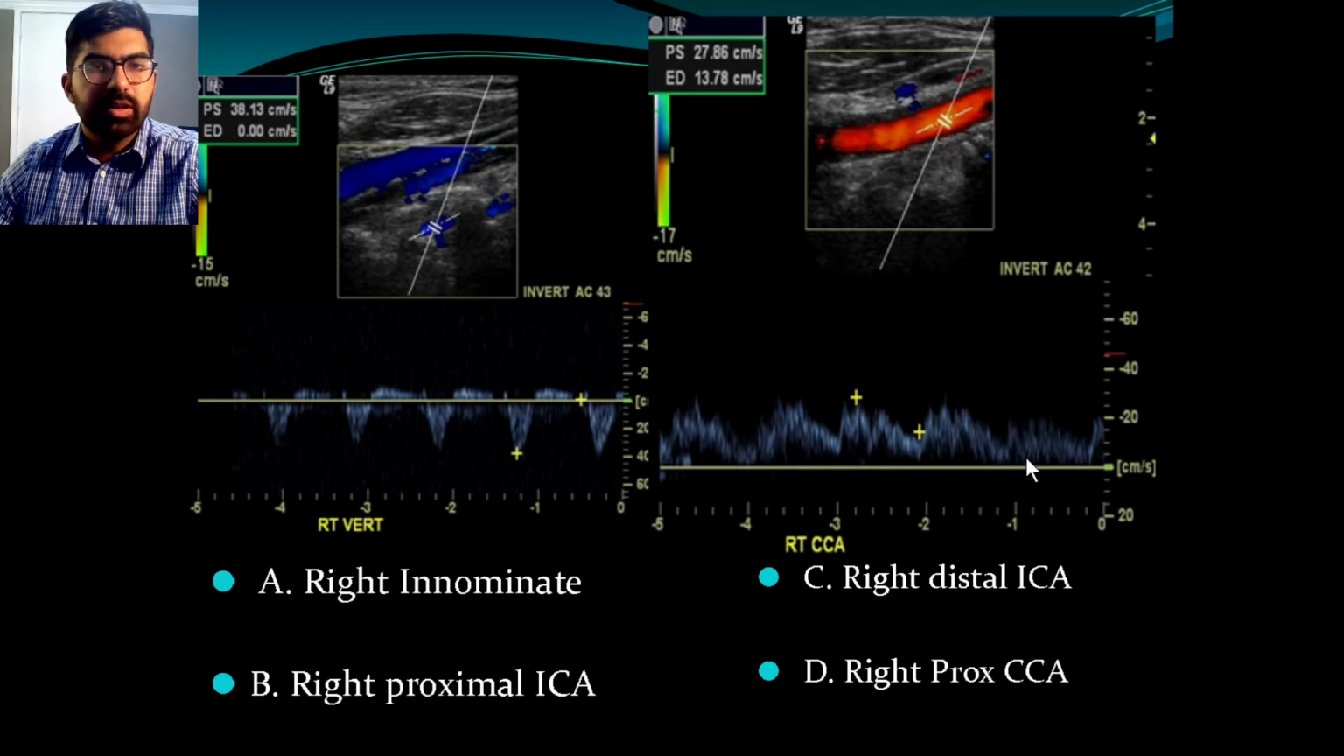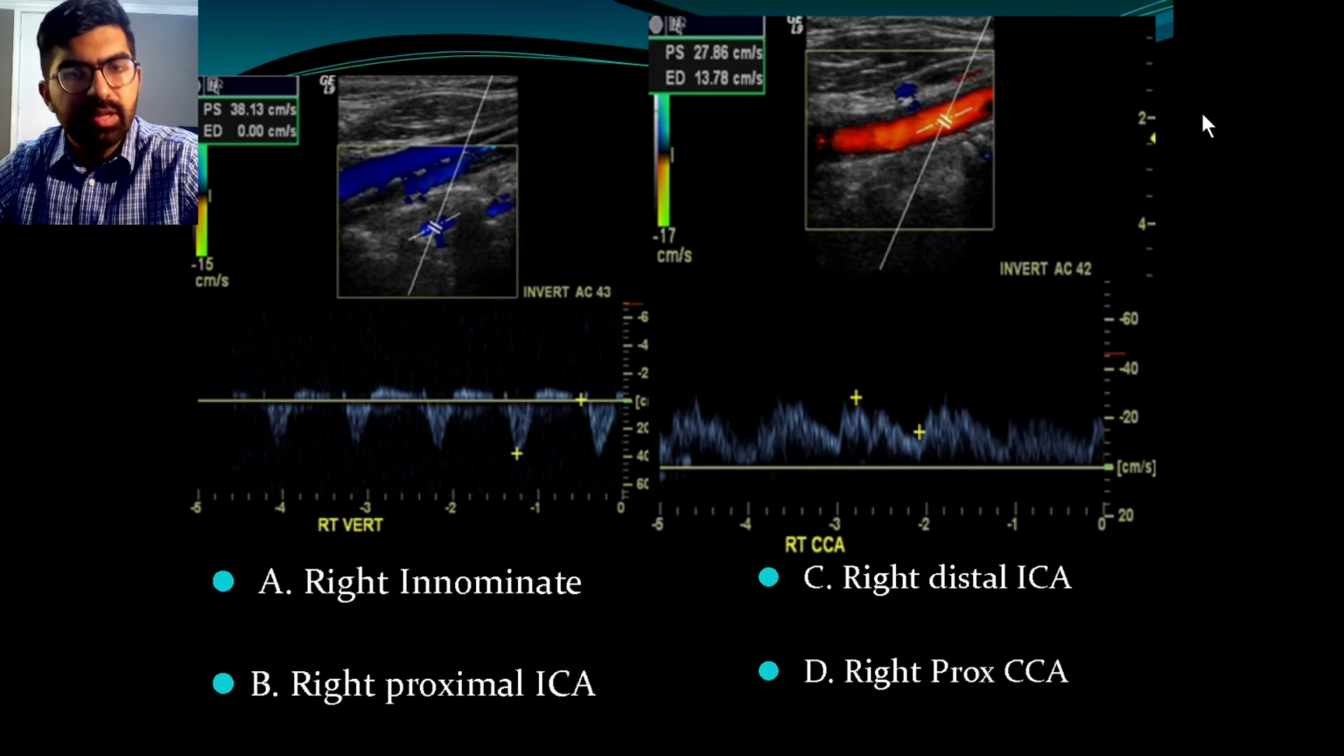Let's keep moving with the where's the lesion kind of questions. Okay, so look at these two images. What you see on the left side is the right vertebral artery. Look at the information given to you, and then look at the right common carotid artery. Okay, and where is the lesion?